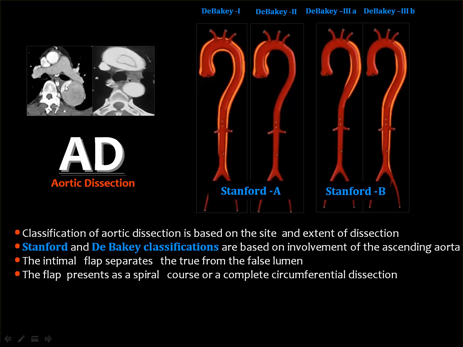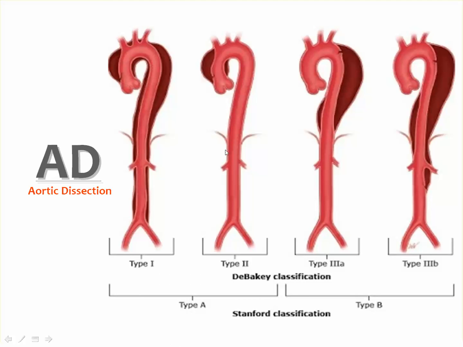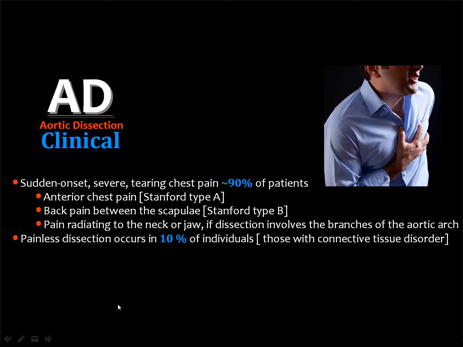The true lumen is usually small and is more enhanced with contrast material than the false lumen. But if you see that the intimal flap is circumferential, then the true lumen is inside the circle while the false lumen is around. And this is once more the Stanford and the DeBakey classification.